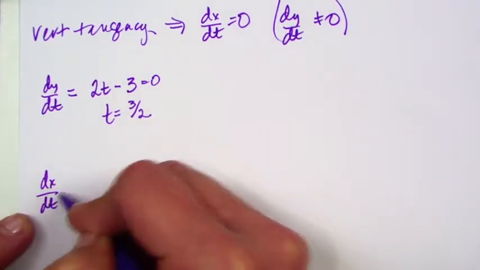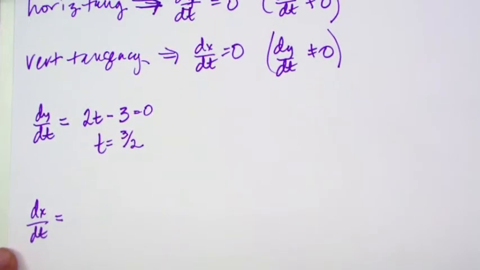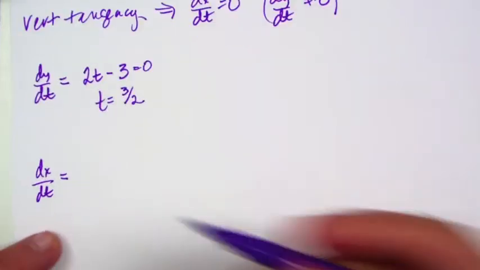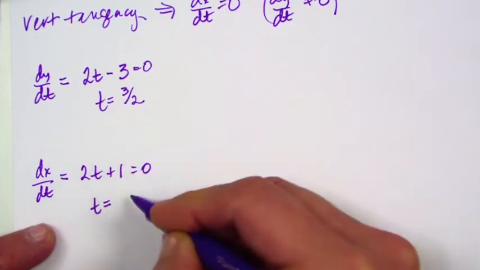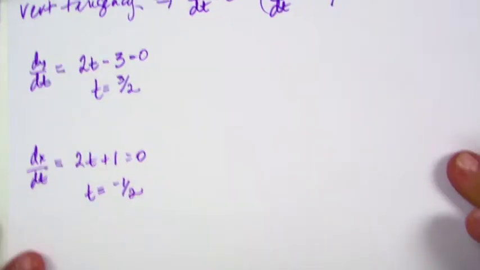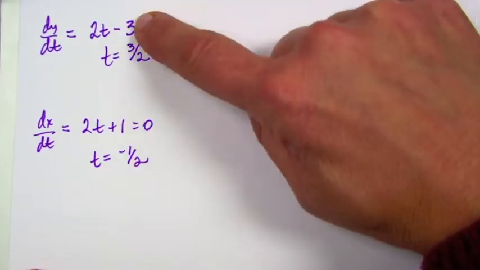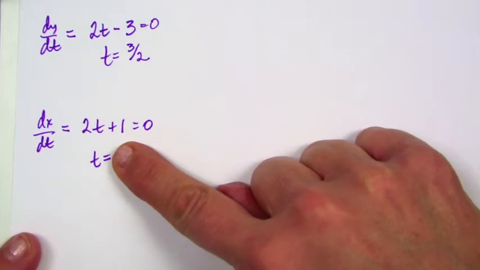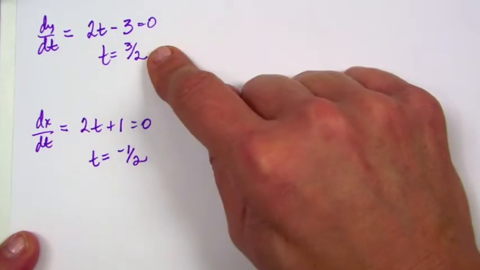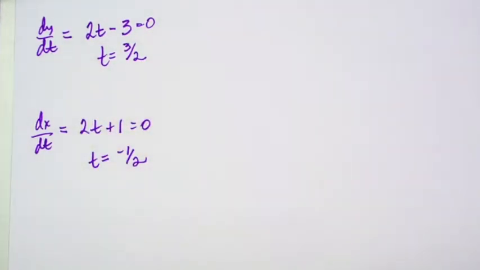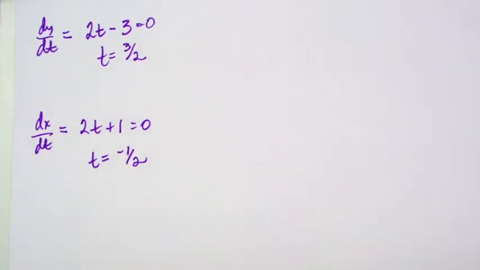Let's go ahead and figure out what dx dt is and make sure we don't have any 0 over 0s. dx dt is equal to what? 2t plus 1. And that's equal to 0 at where? Negative 1/2, right? So will this value of t that makes dy dt equal 0 make dx dt equal 0? No. Will this value of t that makes dx dt equal 0 make dy dt equal 0? No, so we're good, right? Okay, so what do I need to do now?